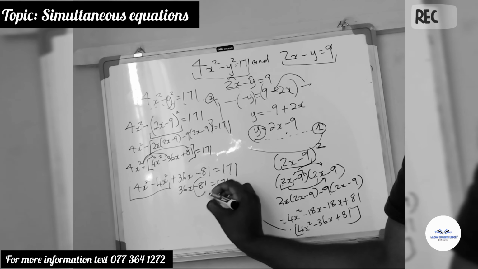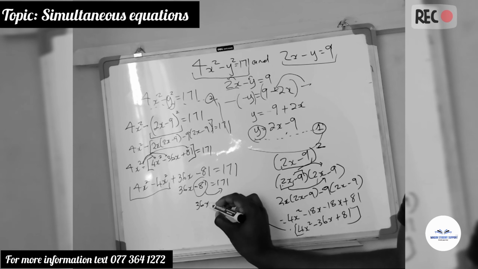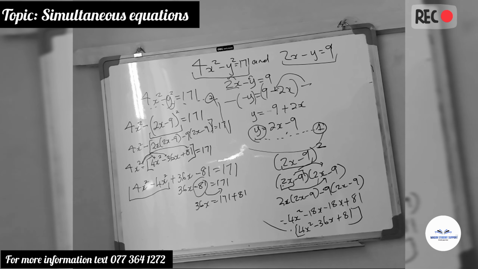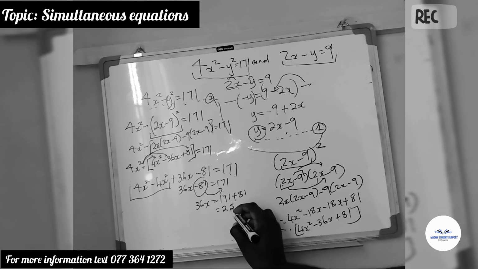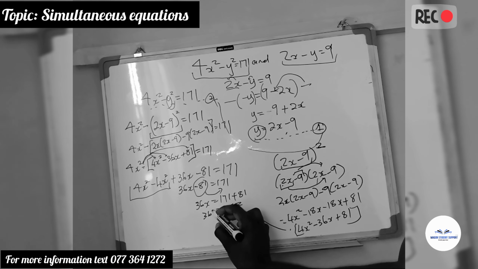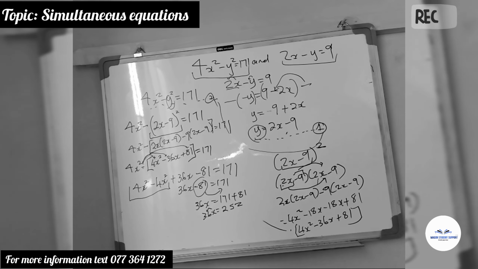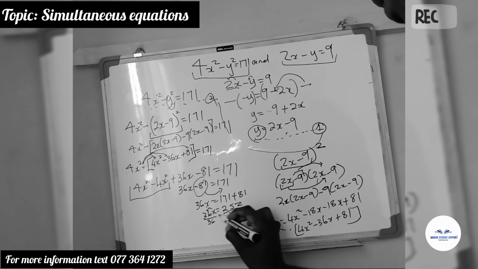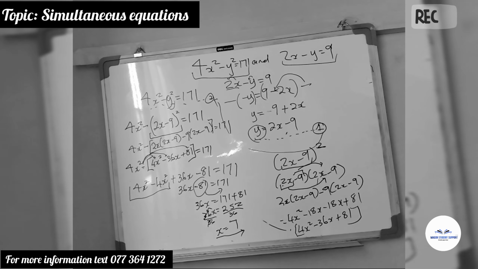So when it's like this, you take this to the other side. It's negative, it will be positive. It means that 36x equals 171 plus 81, which gives us 252. So 36x equals 252. Next to x we have a coefficient. When we have a coefficient, we divide by that coefficient so that we can get x. So it cancels, and it gives us our x, which is 7. So x here equals 7.